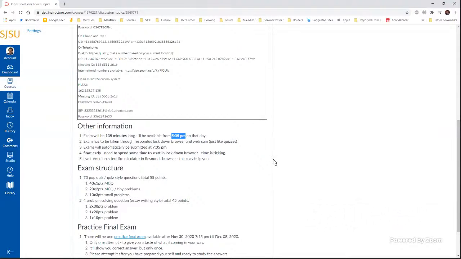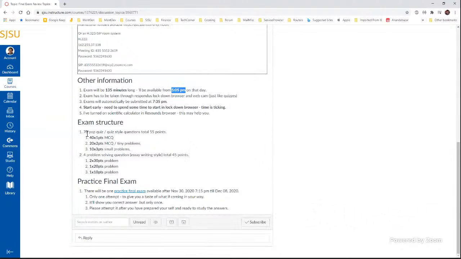Structure wise, this exam has pop quiz and quiz style questions. Total, I think this is a mistake. This is 110 points, not 55 points, 110 points. Like 41 one-pointers, 22 two-pointers, and 10 three-pointers. And there will be 4 problem solving questions. 2 of them are 30 points each, and 1 is 20 points and 1 is 10 points.